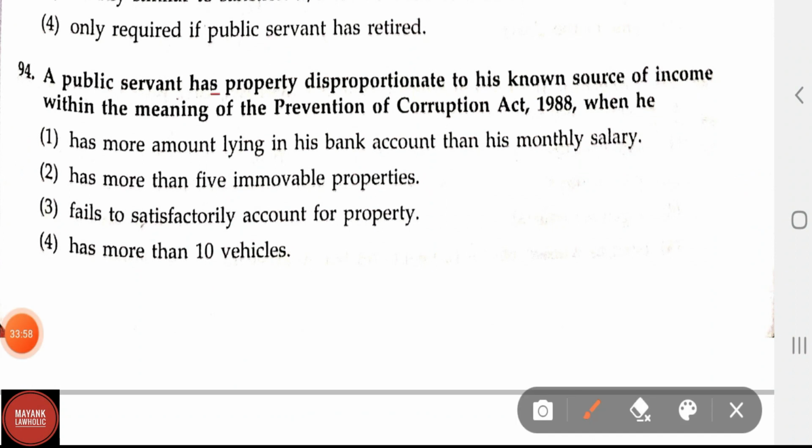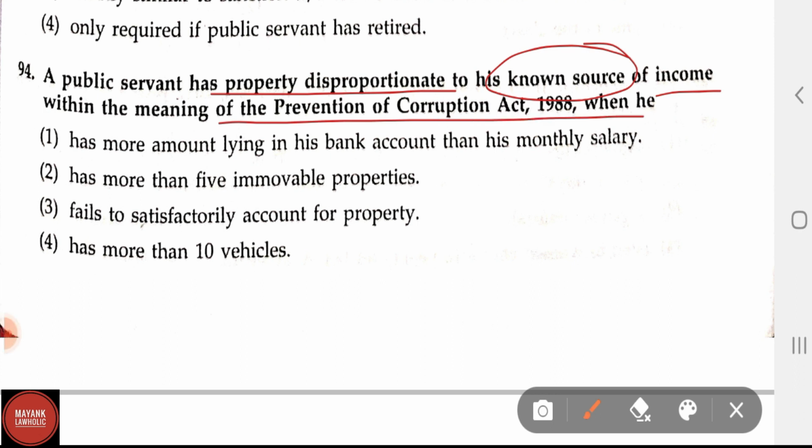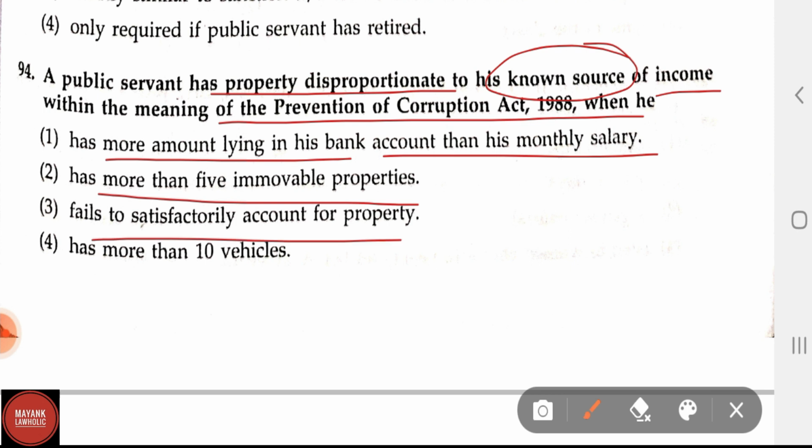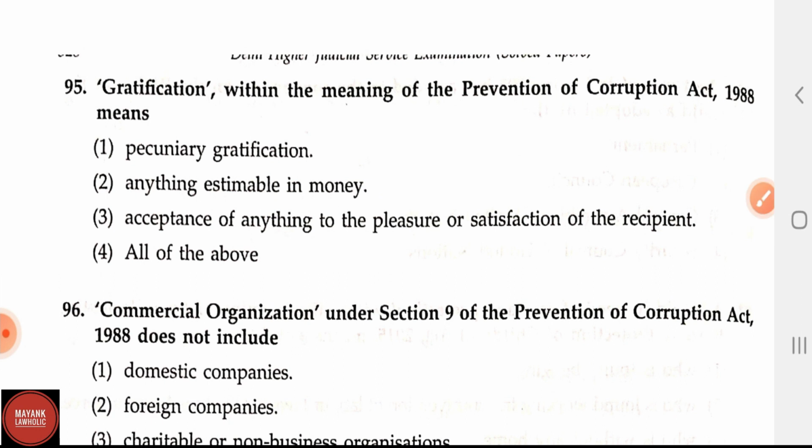A public servant has a property disproportionate to his known source of income within the meaning of the Prevention of Corruption Act 1988 when he has more amount lying in his bank account than his monthly salary; has more than 5 immovable properties; fails to satisfactorily account for property; has more than 10 vehicles. In question number 94, the correct answer is option 3, fails to satisfactorily account for the property. Now let us see question number 95.